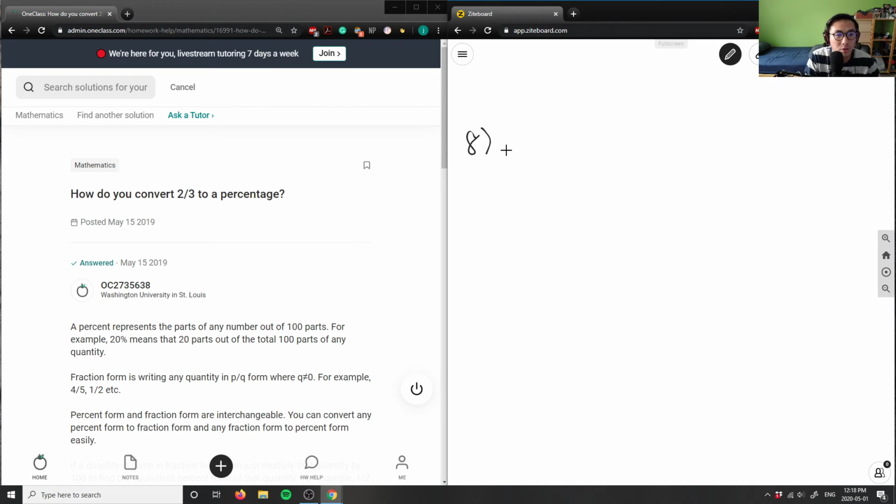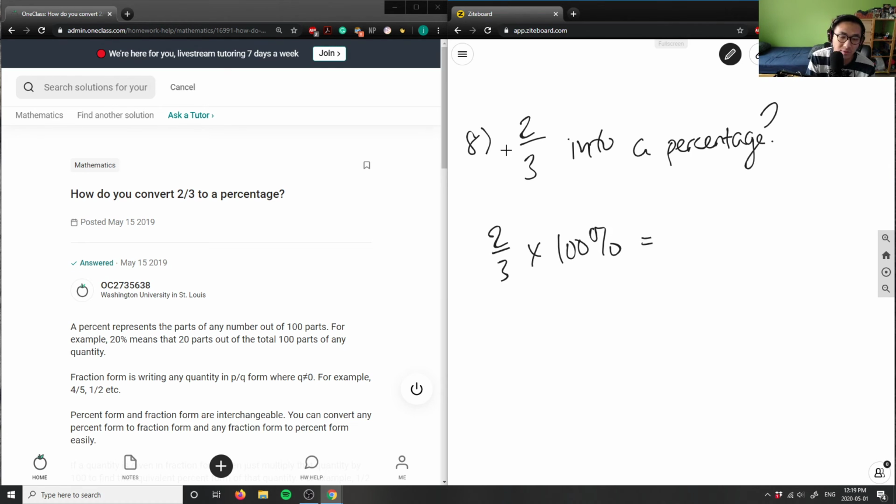Number 8 says, how do you convert 2/3 to a percentage? So I want 2/3 into a percentage. Basically, I would take 2/3 and multiply it by 100% to figure out the percentage, right? Percentage just means 100%. So I'm taking 2/3 and multiplying by 100% in order to figure out how much percent that is.